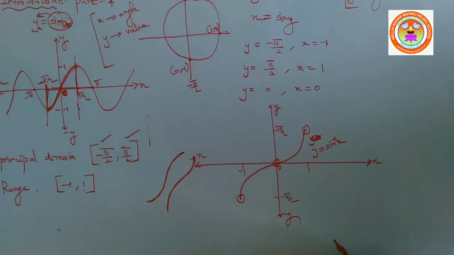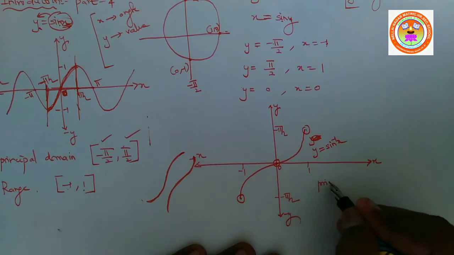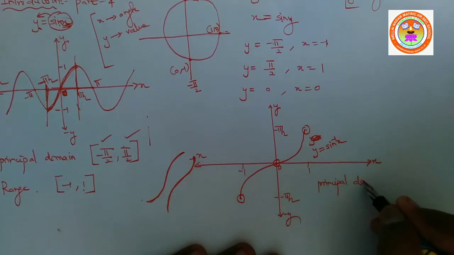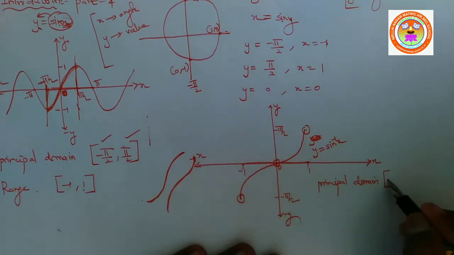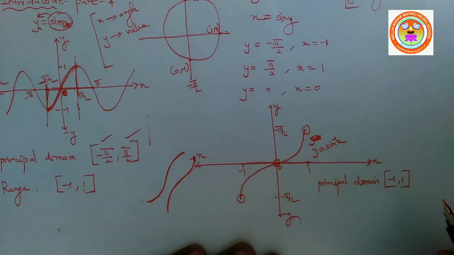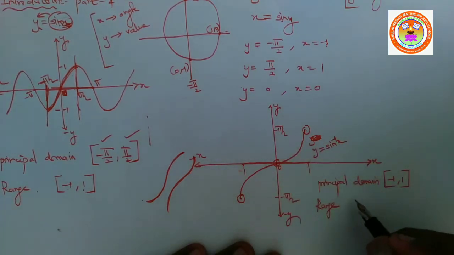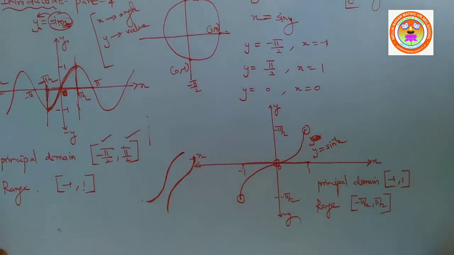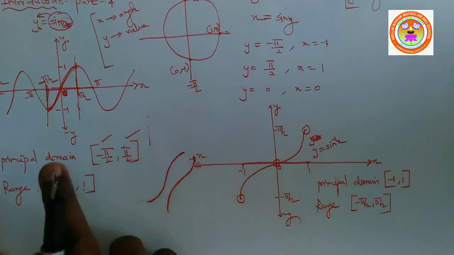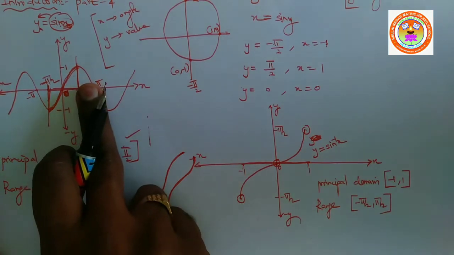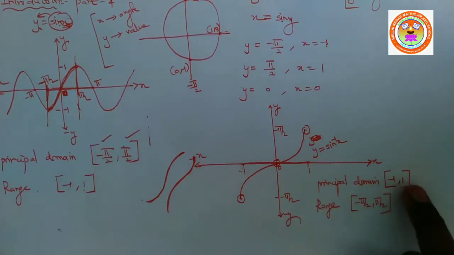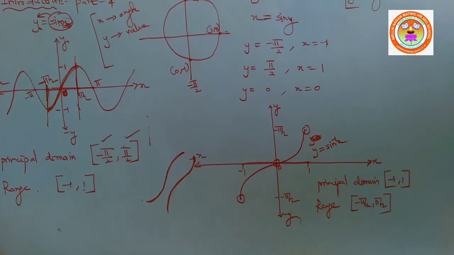In that we are going to find the principal domain and range also. What will be the principal domain? First, the x-axis is nothing but -1 to 1. So -1 to 1 is the principal domain. The range is the y-axis, nothing but minus pi by 2 comma pi by 2. Minus pi by 2 comma pi by 2 is the principal domain for sin x, and the range is -1 comma 1 for sin x. For sin inverse x, the principal domain is -1 comma 1, and the range is minus pi by 2 comma plus pi by 2.